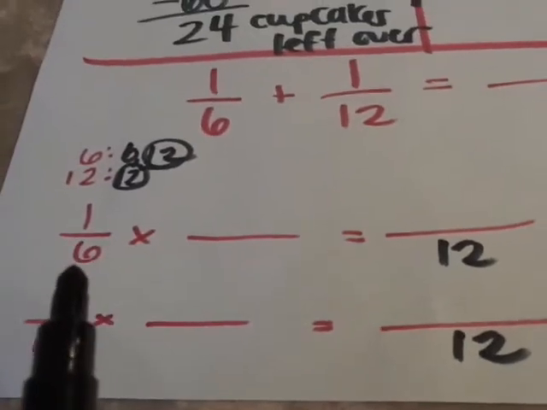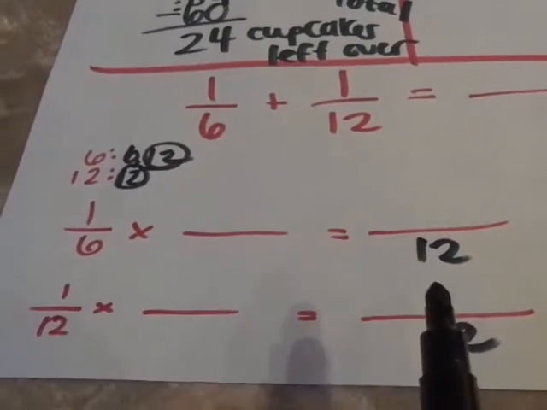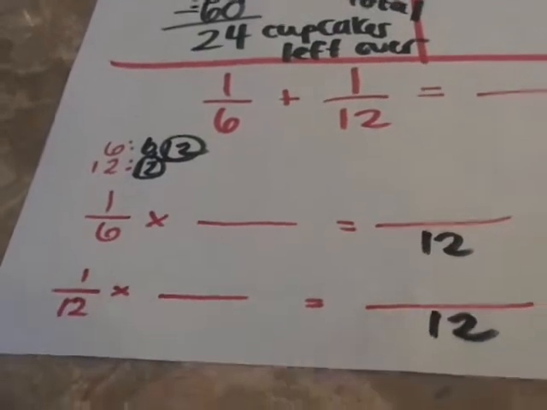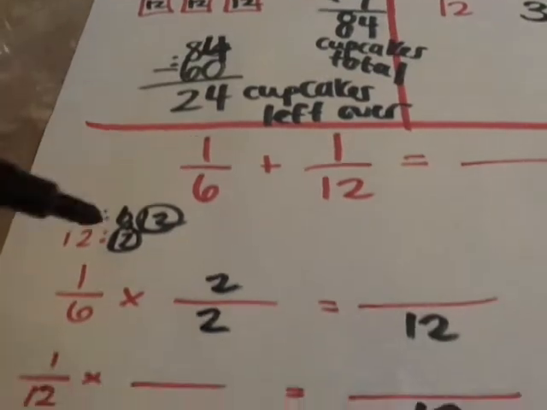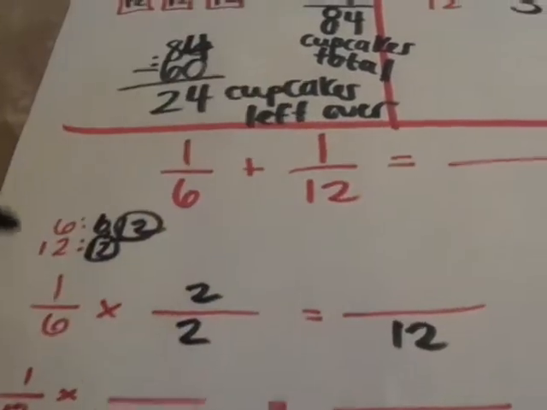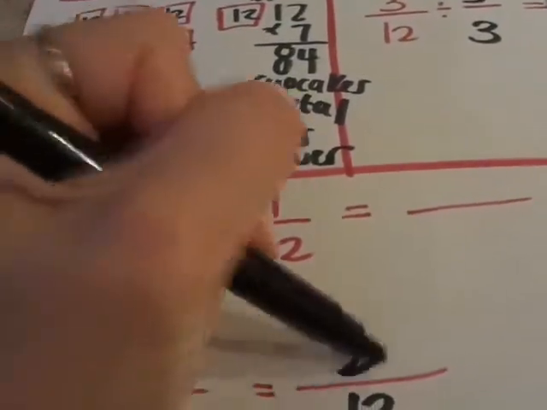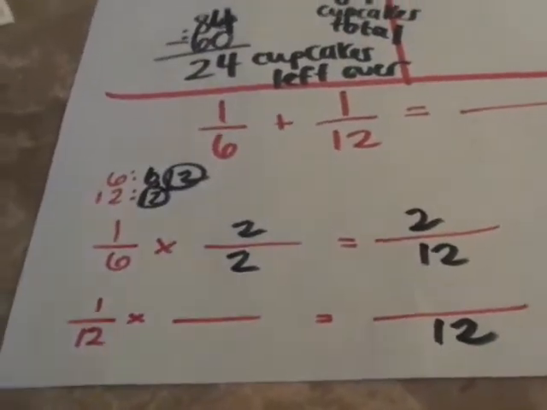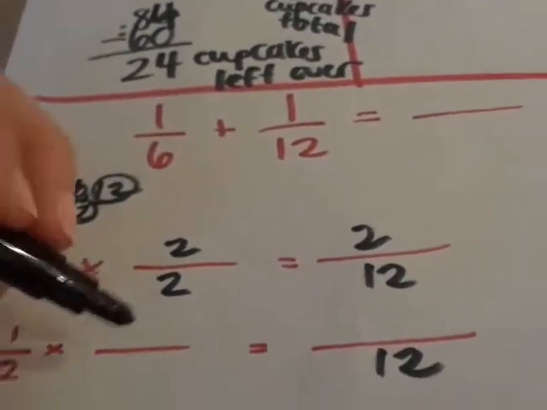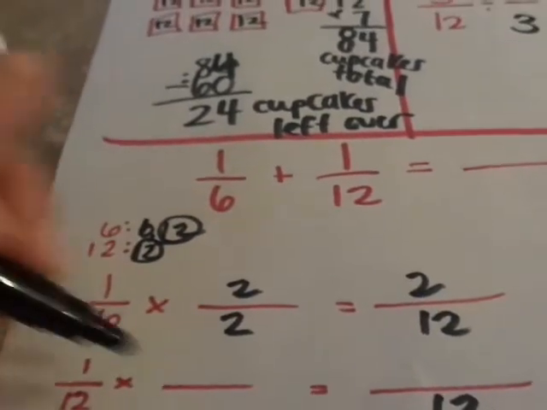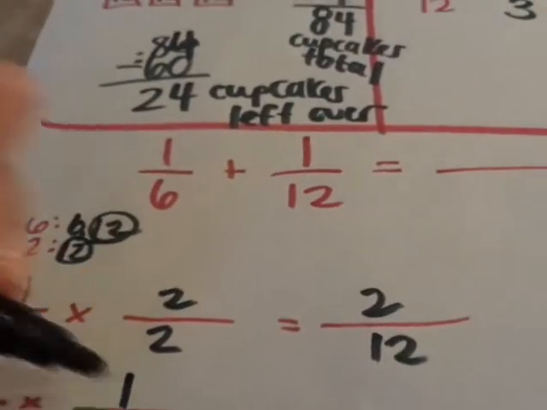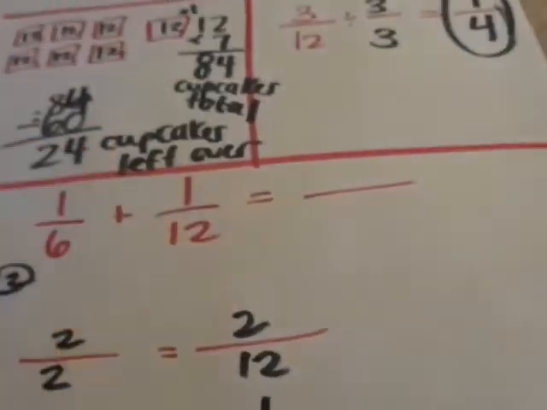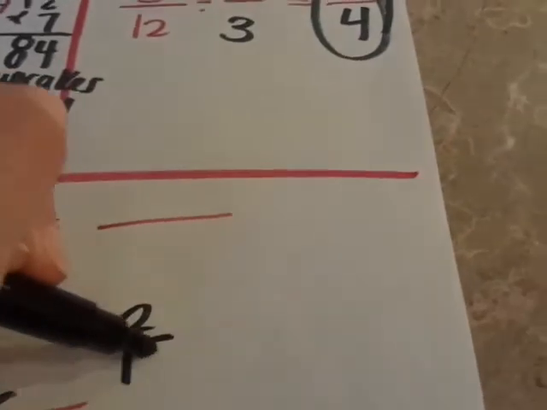So then I asked myself, how did I get from my old denominator to my new denominator? How did I get from 6 to 12? And the answer is right here. I multiply by 2. So 2 over 2. So 6 times 2 is 12. 1 times 2 is 2. Now, how did I get from 12 to 12? Answer's right here. Multiply by 1. 12 times 1 is 12. Put 1 right here. 1 times 1 is 1. So now I'm adding up 2/12 plus 1/12.